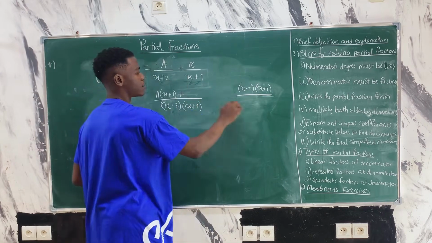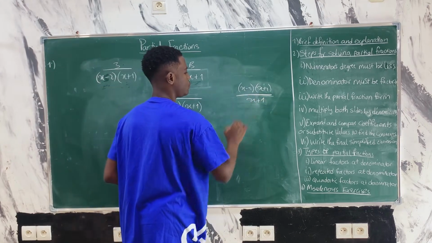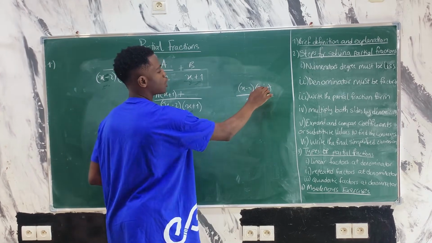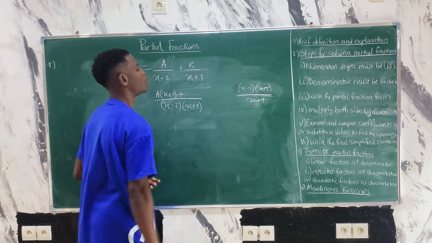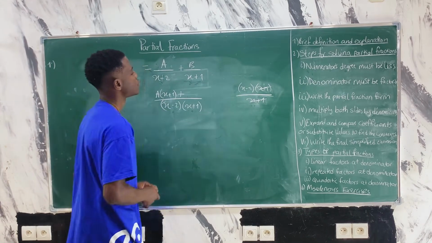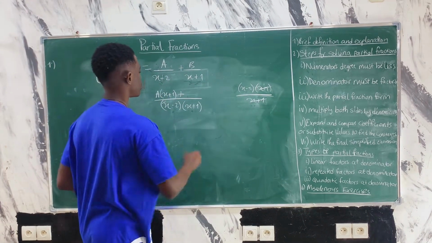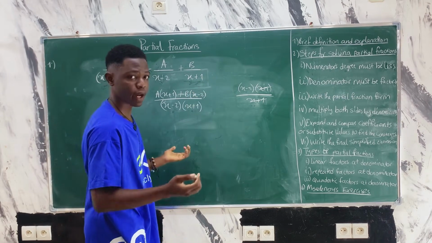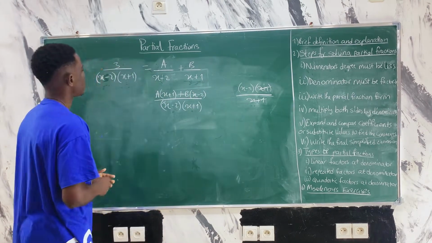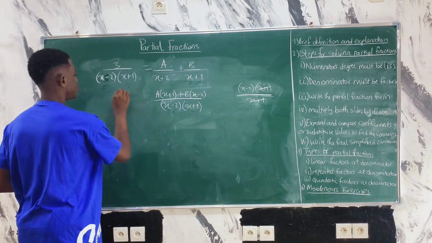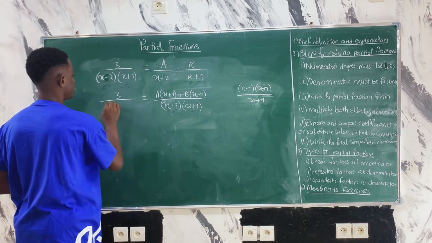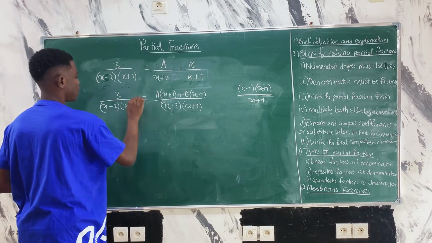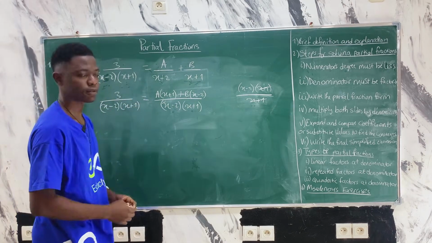Divided now by x plus 1. So when I divide, I'll cross multiply, I'll see that this and this will go. I'll have x minus 2 left. So the multiple of b will be x minus 2. So I'll have b into x minus 2. And my LCM is done. So this part did not change, so I keep it as it was. 3 on x minus 2 into x plus 1 is what I have.